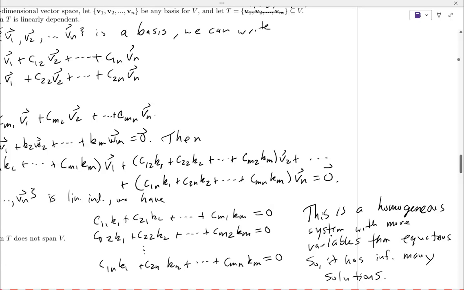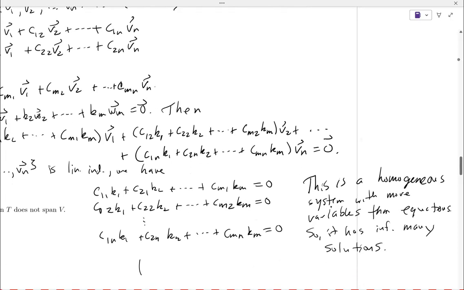Since we have infinitely many solutions, how many ways can we write the zero vector as a linear combination of the W's? Infinitely many. That makes it linearly dependent, right? So that set T is dependent.